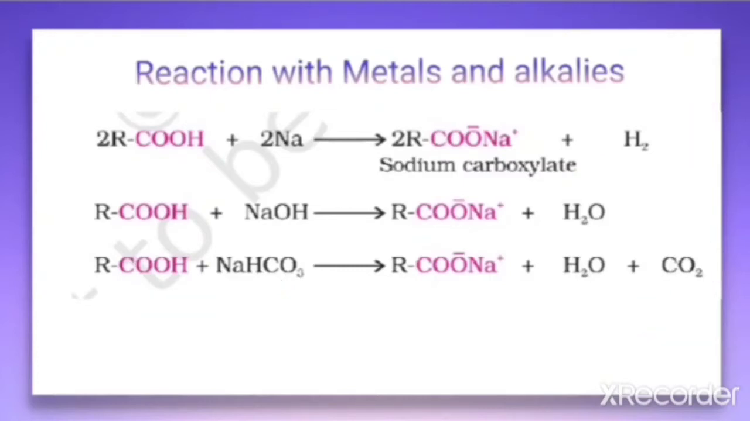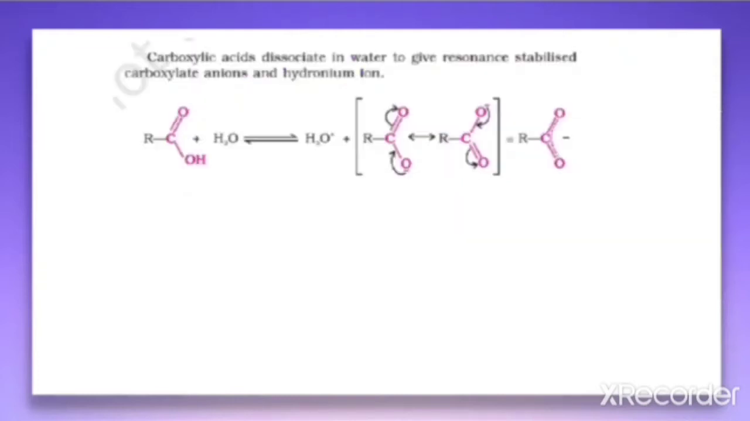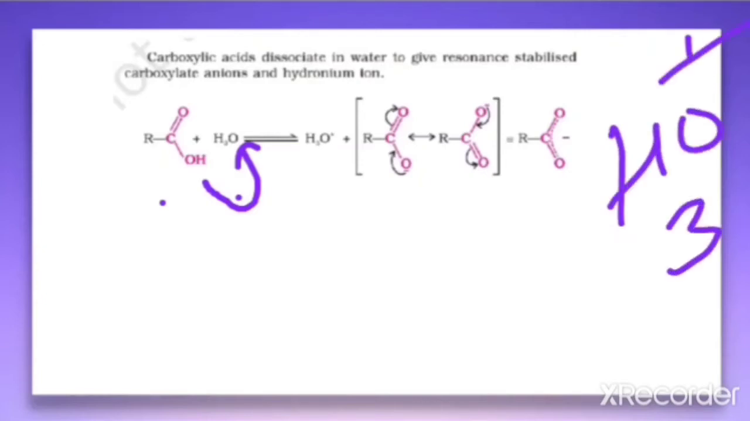The carboxylic acids actually dissociate in water to give resonance stabilized carboxylate ions and the hydronium ion. This is because the carboxylic acid dissociates in water. Dissociate means, we know that acids donate a proton. That means from here one H positive is donated to H2O. That results in the formation of the hydronium ion. We have learned this already in the previous classes, that is the acid base concept.